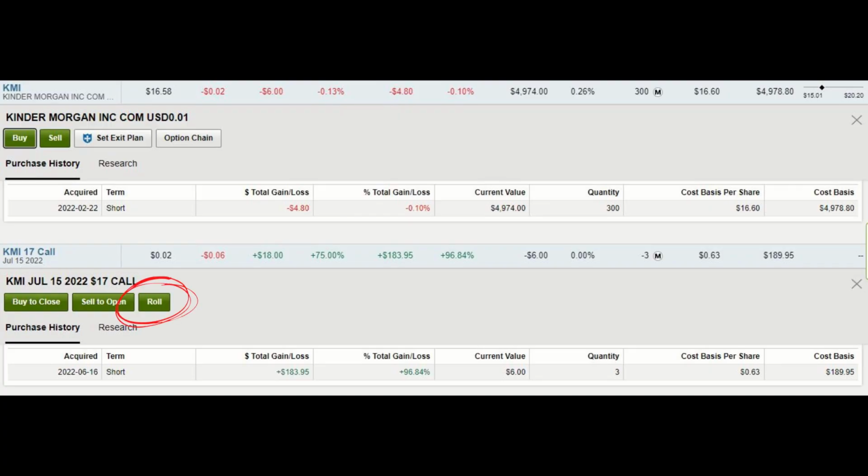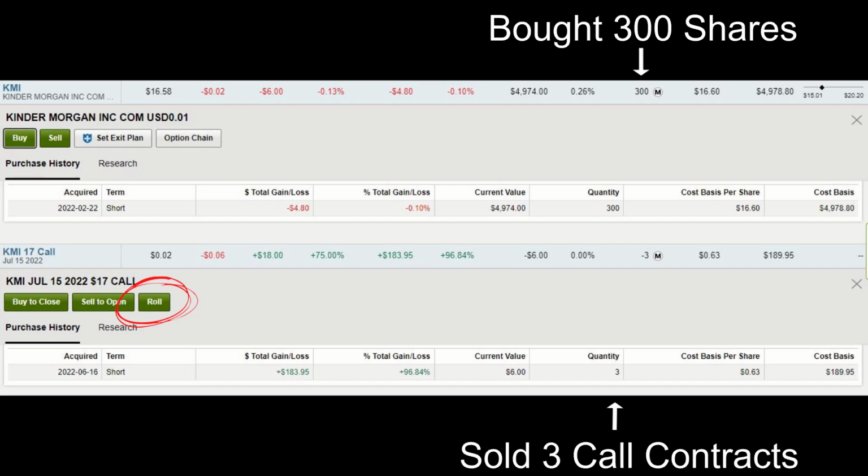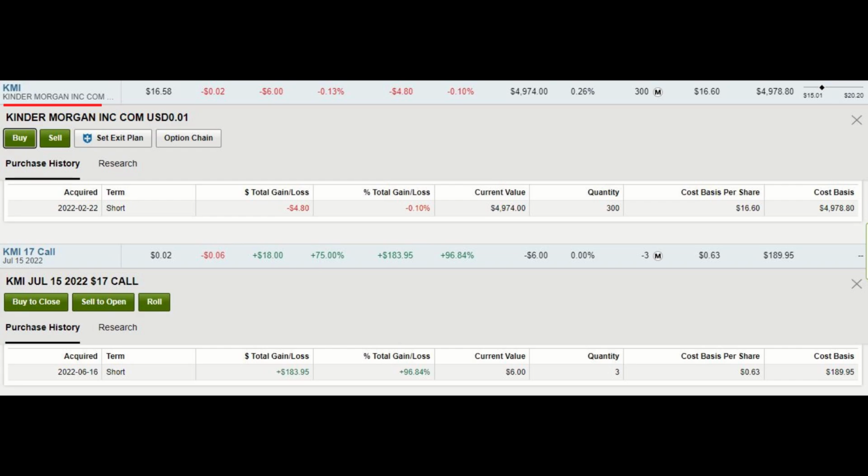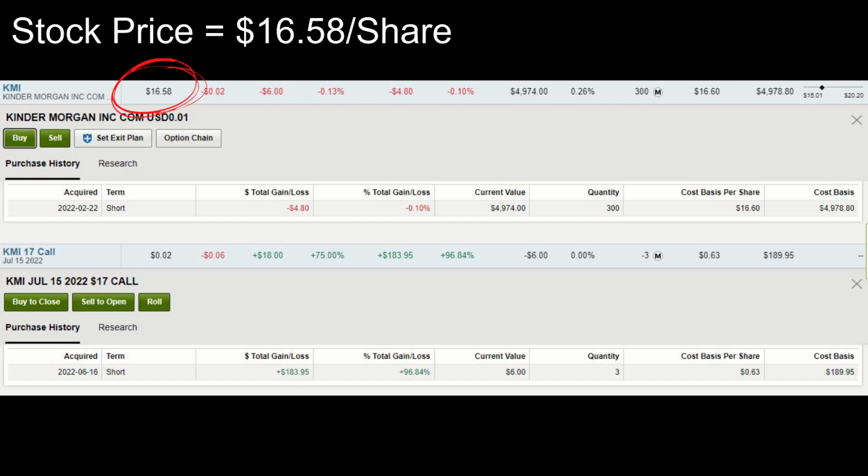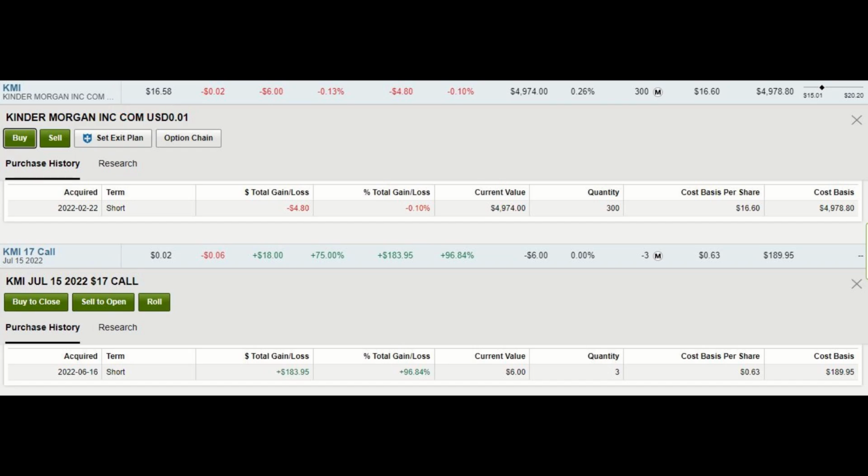So I want to jump in and show you some examples first. And this is a call on Kinder Morgan. This is the stock that I've been trading with. I've had these shares all year, going back to February of this year. And currently it's at $16.58, but it's been all the way up to $20. And I haven't really deviated from the $17 call.